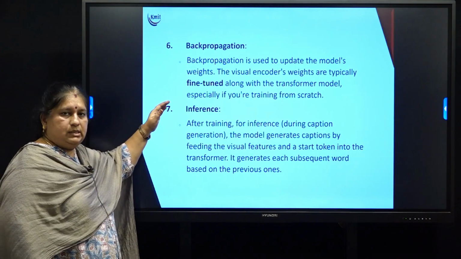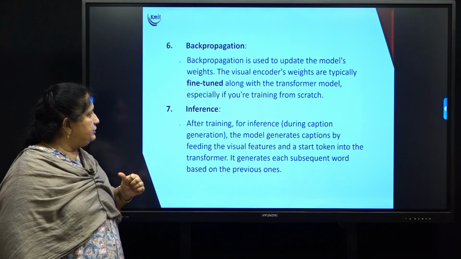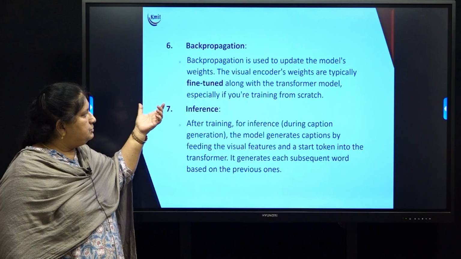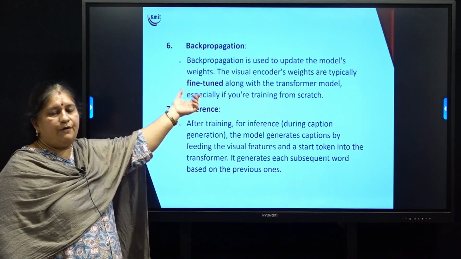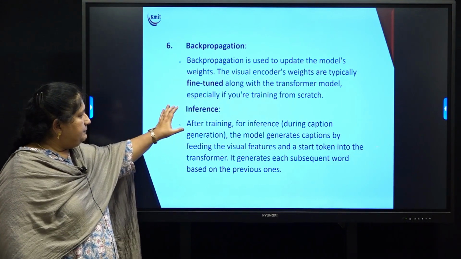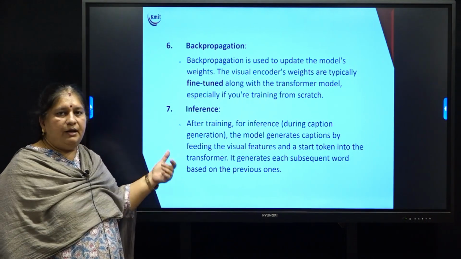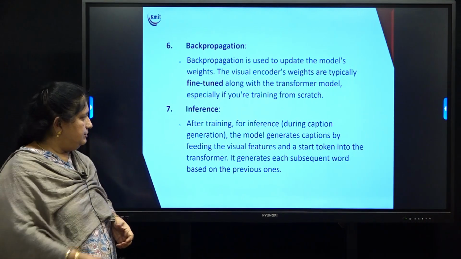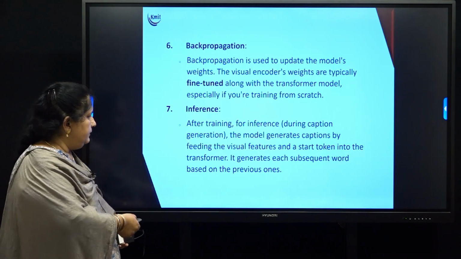Once the loss is found, we go for back propagation, wherein you are trying to adjust the weights of the visual encoder and again fine tune the transformer model. Inference: after training, for inference the model generates captions by feeding the visual features, right? And also we need to give the prompt, we know that.